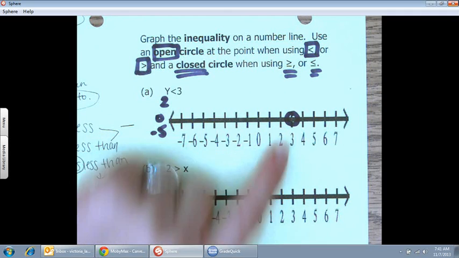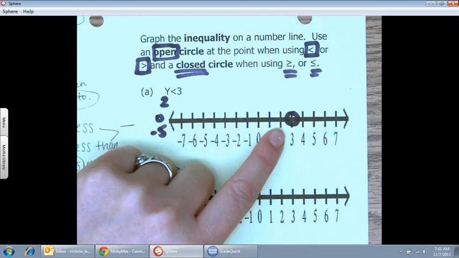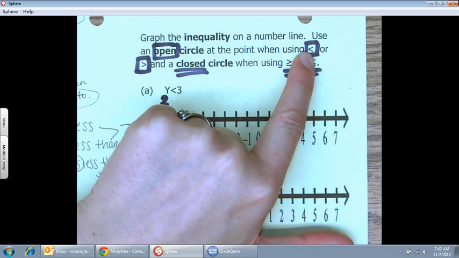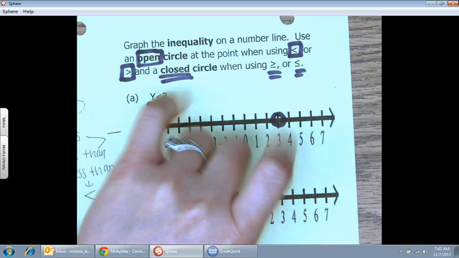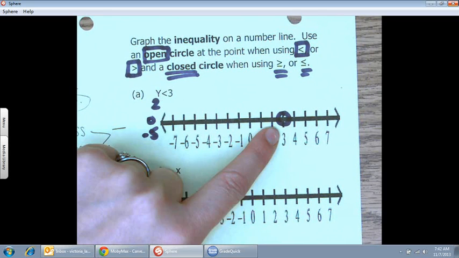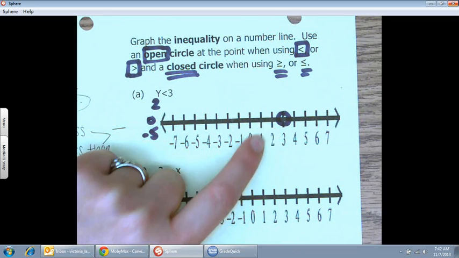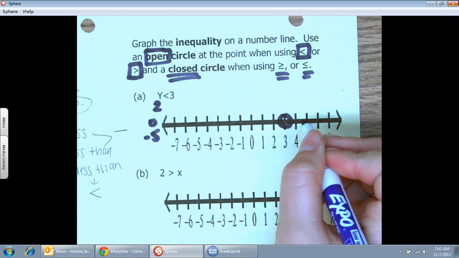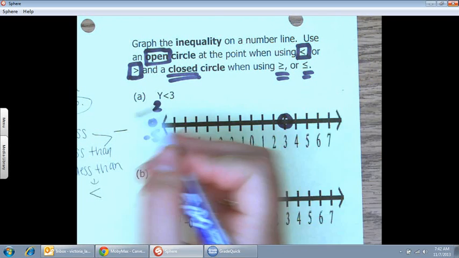Does it need to be open or closed? Well, open circles are just less than or greater than. Closed circles have the equal to marks. This is just a less than sign, so I leave an open circle. And then my line, I'm going to have to draw a line. And that's going to go towards my solutions.